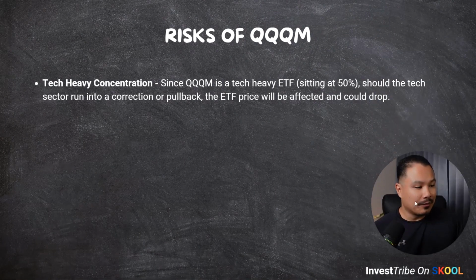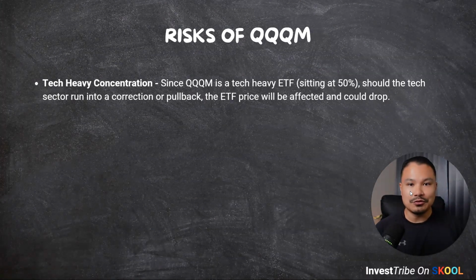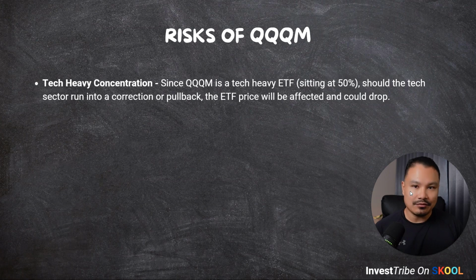We kind of already covered this piece, but again, it's a tech heavy ETF. Since QQQM is a tech heavy ETF sitting at 50%, should the tech sector run into a correction or a pullback, the ETF price will be affected and could drop. And this is one of the risks of investing into concentrated ETFs or thematic ETFs or even sector ETFs, because when that particular sector is affected, the ETF is obviously going to drop because all the companies in the ETF are affected.